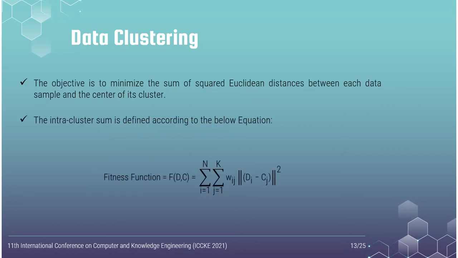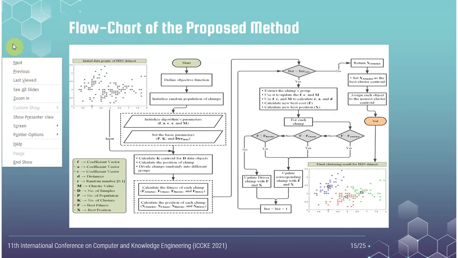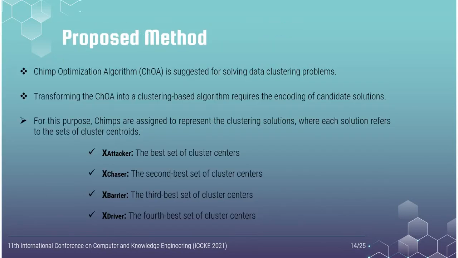After that, the aim of our data clustering is to minimize the sum of the squared Euclidean distances between each data sample and the center of each cluster. As you can see, this objective function, or fitness function, can be defined according to the equation below, and you can see it in this part.